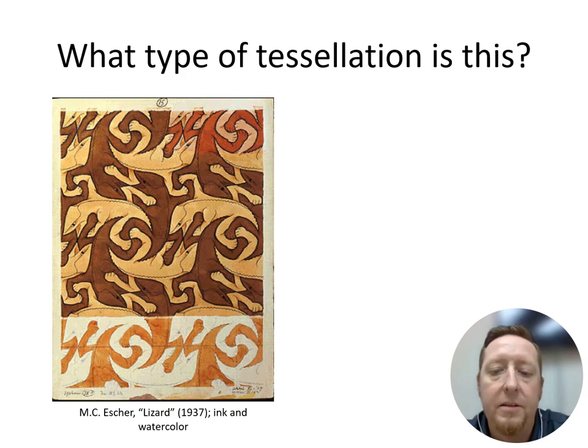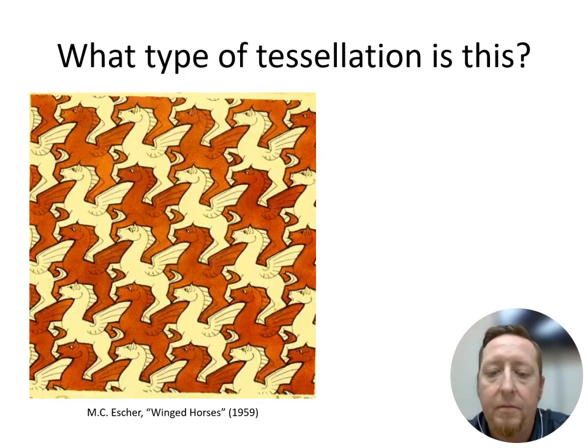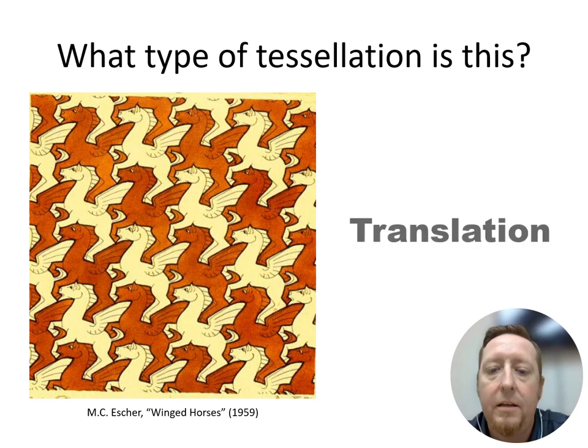So what type of tessellation do you think this is? Yep, it's a rotation tessellation because we have a central point here and we're rotating the lizard around that point. Which one do you think this one is? Yep, this is a translation tessellation because we are just moving the horse over and over, but we're changing it by changing the color.